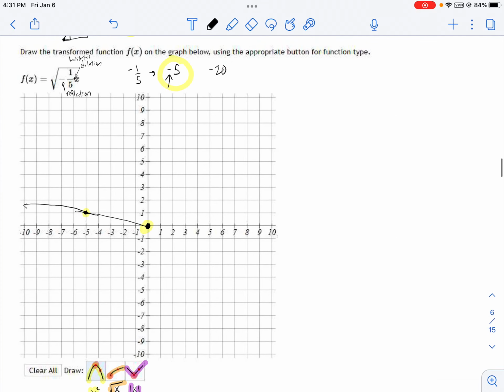Okay, so do keep in mind that when you have horizontal, it's going to do the reciprocal with stretches and shrinks.